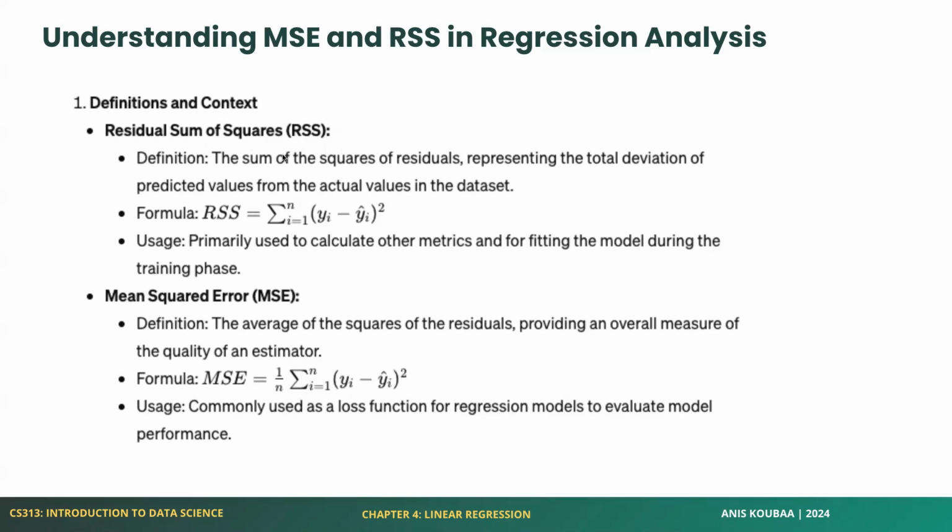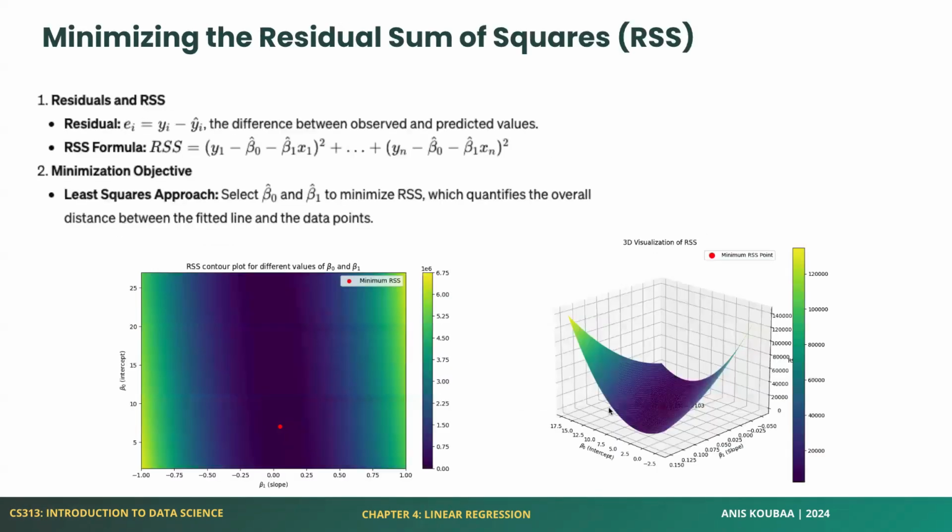So, in the language of linear regression, usually when we talk about optimization, we use the residual sum of squares, but basically it's the same as the mean square error, because the only difference is that you need to divide by a constant, which is the sample size. It's primarily used to calculate other metrics for fitting the model during the training phase. And this one is used as a loss function for a regression model to evaluate the model performance. Okay, so look at here, of course.